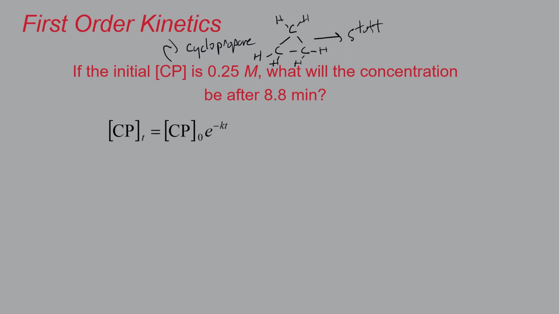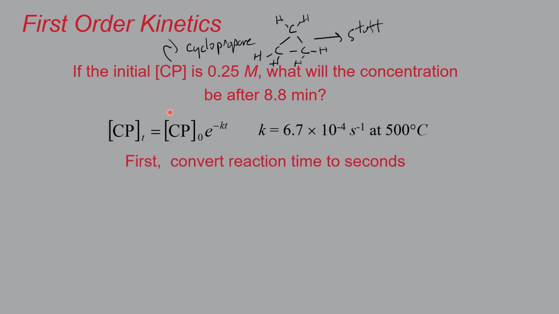So this is the perfect application of the exponential version of this integrated rate law, that the cyclopropane concentration at our later time is equal to the initial concentration times e to the negative kt. And for this, you need to be aware that the rate constant for this decomposition is 6.7 times 10 to the negative 4 per second at 500 degrees Celsius. And from here on in, it is pretty much plug and chug.